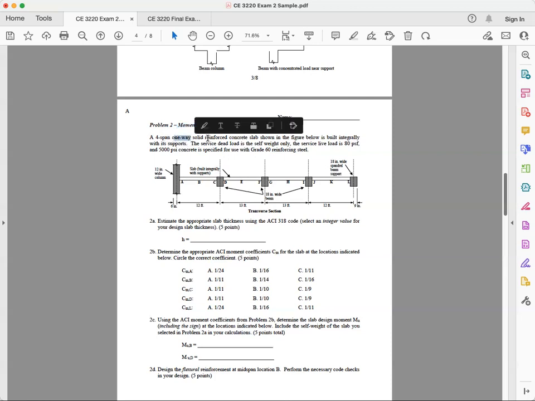A 4-span, one-way, solid reinforced concrete slab is shown in the figure, built integrally with the support. This is the keyword: integrally with the support, poured together, poured monolithically. The service dead load is self-weight only, 150 pounds per cubic foot. Because it's a 1 foot unit strip, that's 150 pounds per square foot. The service live load is 80 pounds per square foot, with 5,000 PSI concrete and grade 60 reinforcing steel.